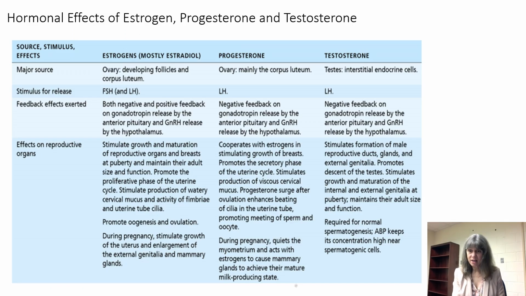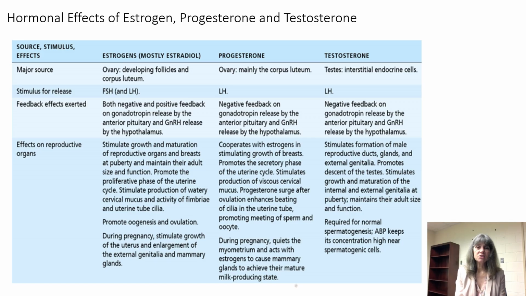Here we've got a chart on the hormonal effects of estrogen, progesterone, and testosterone. And we can see that estrogens are a class of hormones, and estradiol is the main type of estrogen that's going to be the big player in terms of the female reproductive system. And it lists the sources for these hormones.